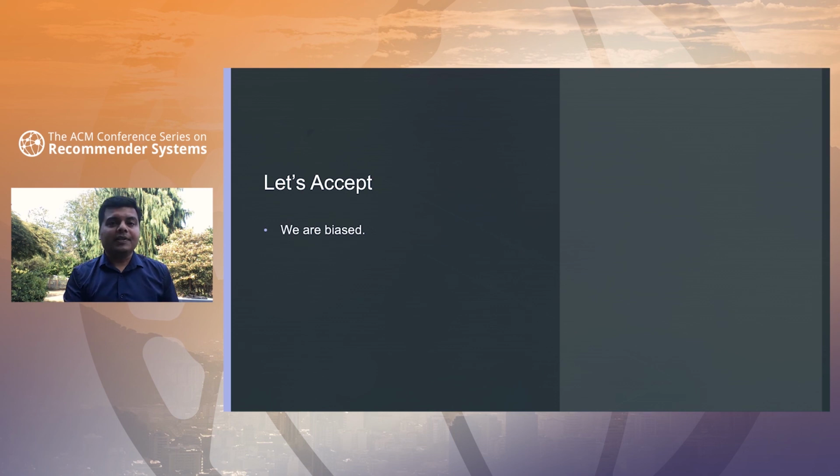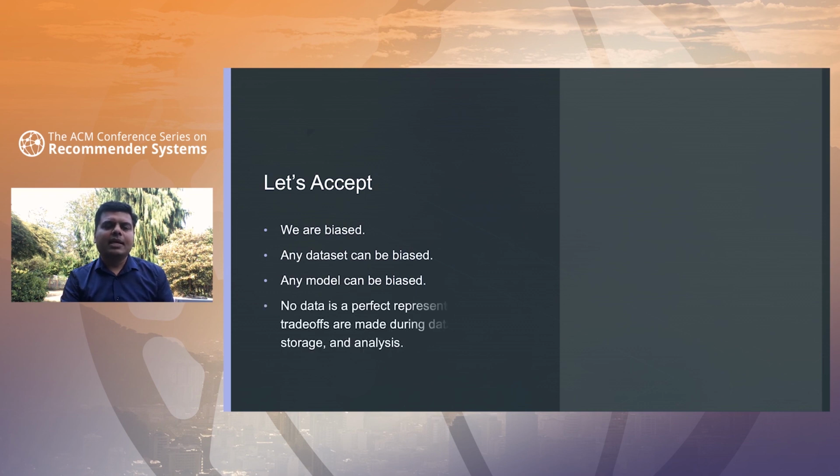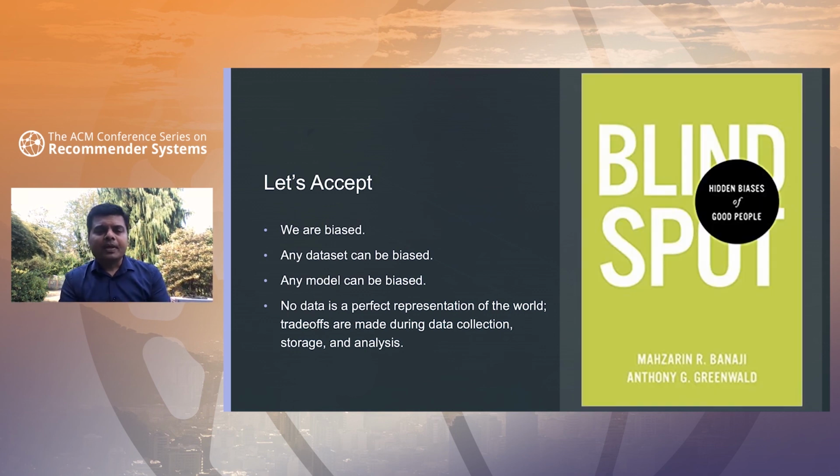I would argue that we are biased. We are all biased. Any data set can be biased, any model can be biased, and no data is a perfect representation of the world. This is often a common misconception. This is an assumption we go with when we are training machine learning models, that we're using this data which we believe to represent some underlying phenomena or the world, but it's never going to be perfect. And there are always some trade-offs made. I would highly recommend this book if you're not convinced that we are all biased. We are good people with good intentions, and they still have blind spots, things that we just never question. So it's inherently there.